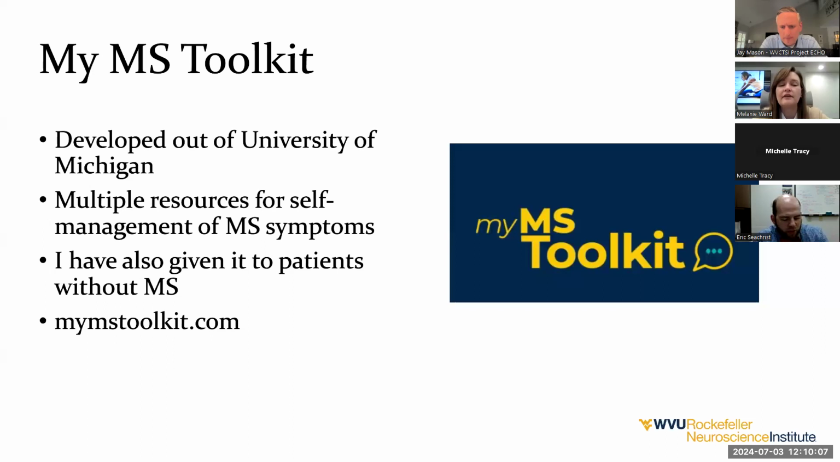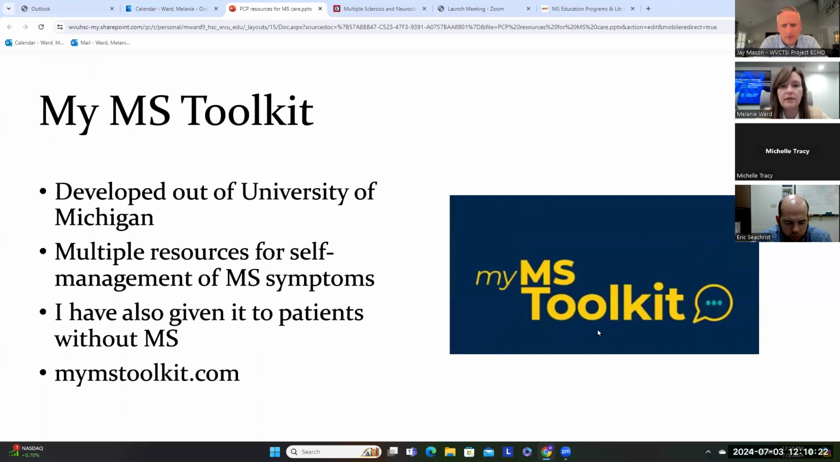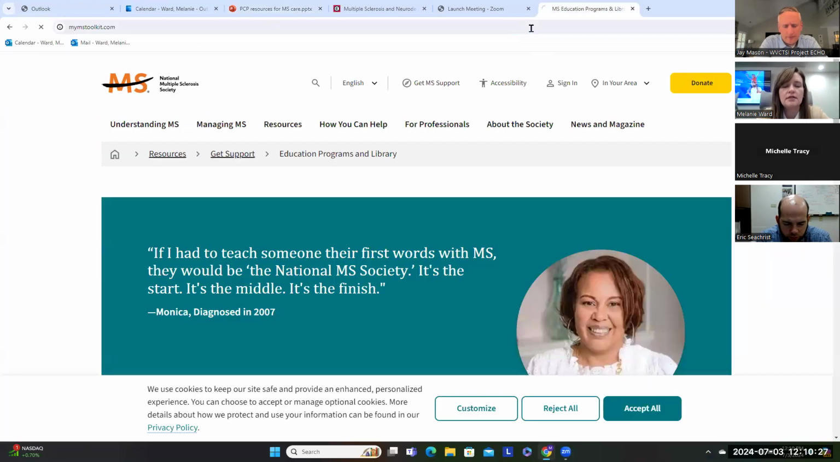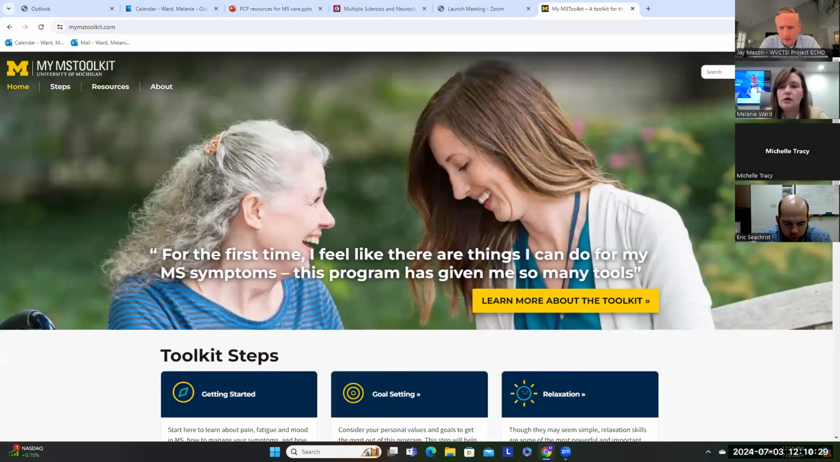I also have given this website to some patients who don't have MS because it really has a lot of good tools for lots of symptoms that a lot of our patients deal with. So I've given it to some people, with the caveat that I have to say very, very clearly, you don't have MS, but these things can be helpful. So this is that website.